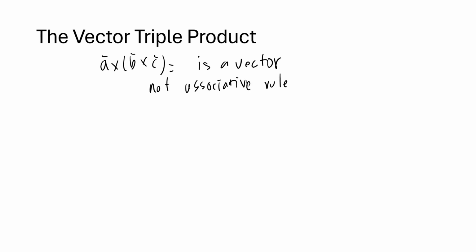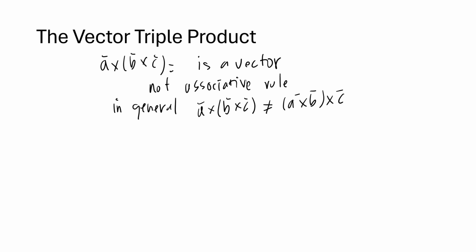So it's anti-associative. So in general, we have A cross B cross C does not equal A cross B cross C. So the cross product here, or this vector triple product, is not associative.